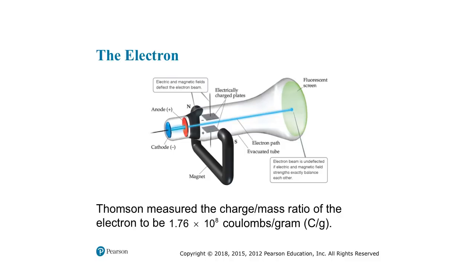Thomson measured the charge to mass ratio. You don't need to know this number or memorize it, but it turned out to be 1.76 times 10 to the 8 coulombs per gram. Now, this in and of itself didn't necessarily suggest that the particle was subatomic for sure, but they believed it to be a subatomic particle, something smaller than the smallest known atom.